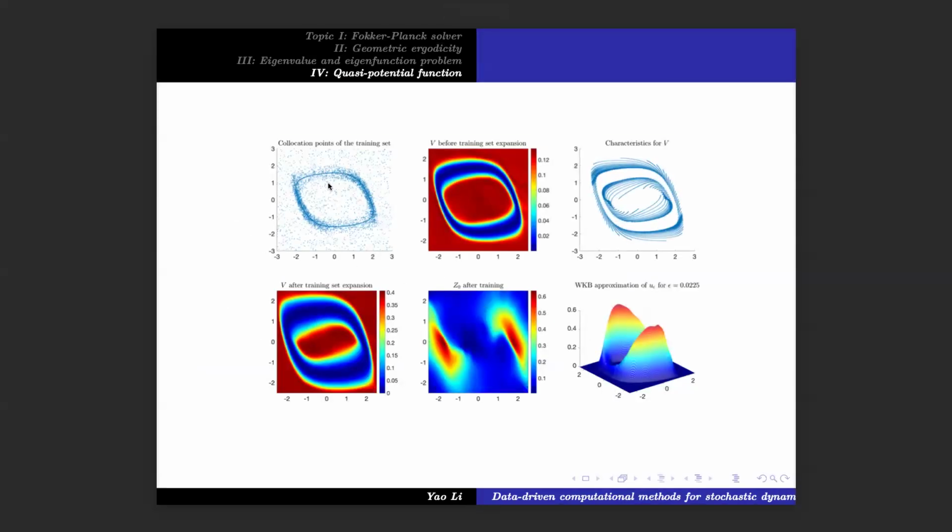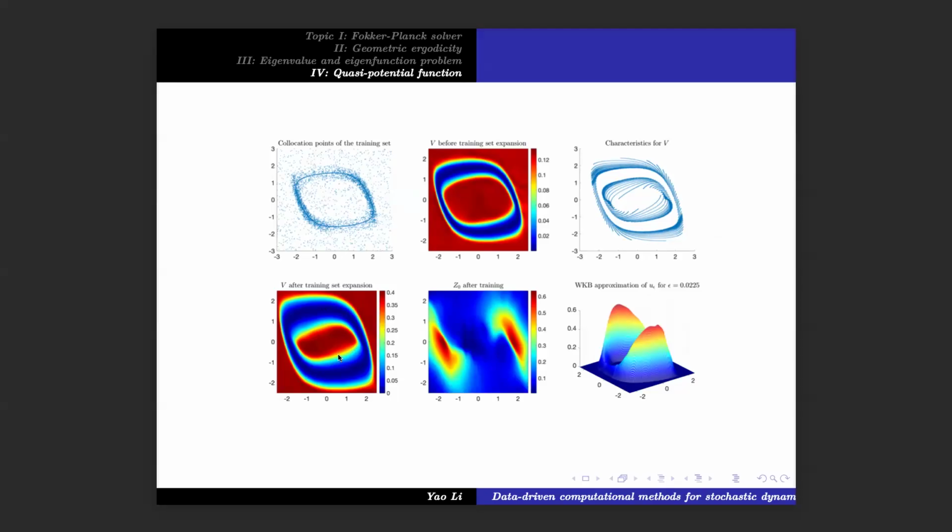So for the Van der Pol, if you run the Monte Carlo simulation, then your training set is like this. You can see that it's very concentrated. It's not useful. But you can also integrate on the characteristics. When you integrate on the characteristics, you can see that the training set is expanding, and then you can get the quasi-potential in bigger areas. And then when you get this one, you can keep expanding to bigger and bigger areas.